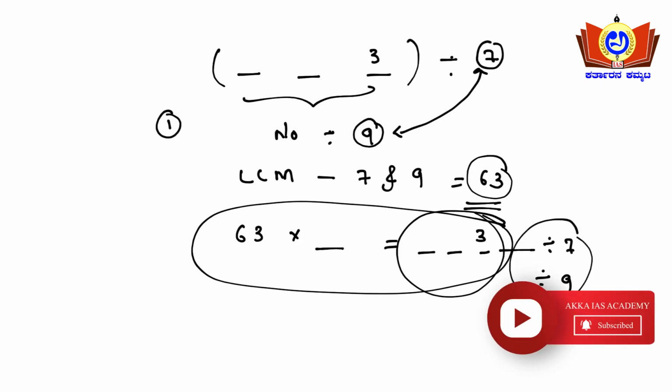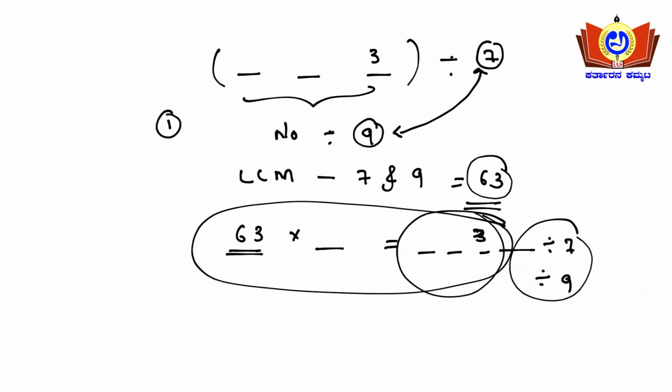Okay, so 63 is the LCM, and I need to find which number to multiply so that I get 3 in the units place. So 63 into 1, if I multiply with 1, the units place will be 3. So one number I got here, my dear friends. Now the second number I need to assume. If I assume 9, the number will be more than a 3 or 4-digit number. So first I will take 11. 63 into 11 will be 693.